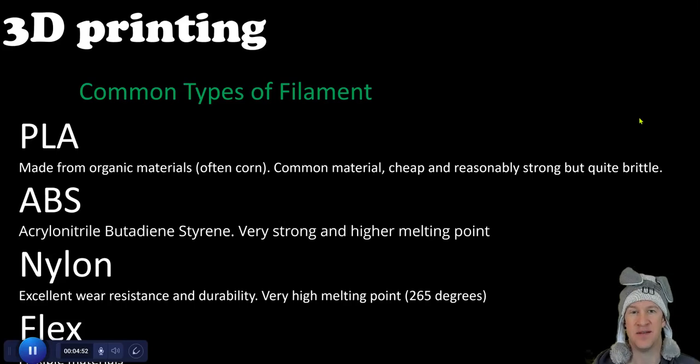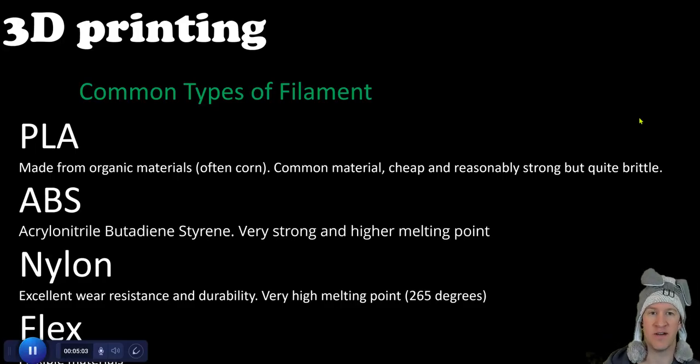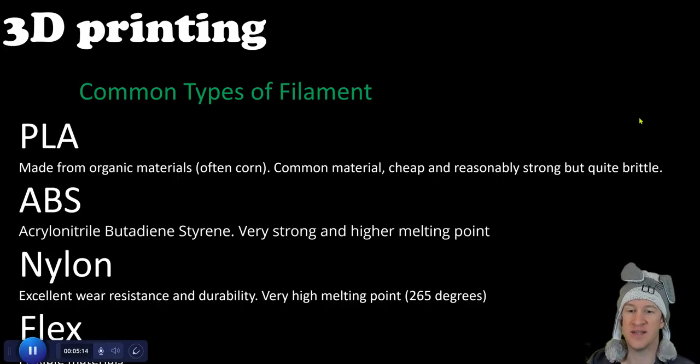This is a much stronger version of PLA, so it's a different material entirely. It's much stronger, but also has a higher melting point. So you need to specifically change the settings on your 3D printer to increase that extruder temperature to be able to melt the ABS. So it's more expensive, but it is very, very strong. So if you're building something that was being used, or it needed to be really, really strong, you might opt for ABS over the top of PLA.